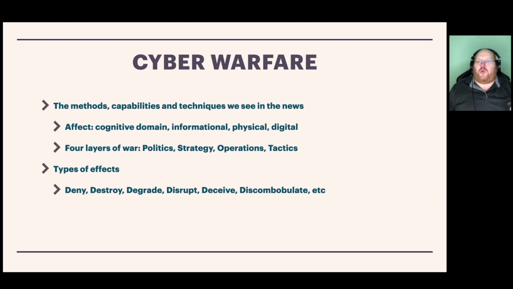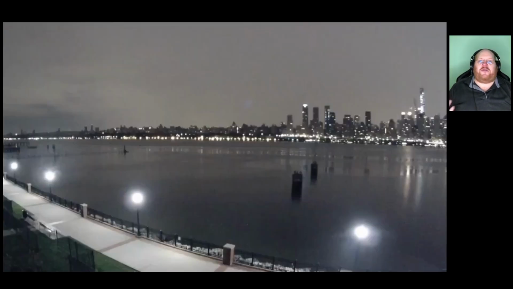So one of the things to think about is that it's got a lot of different stuff: the ways that it can impact and the areas that it can affect. You've got your cognitive domain, the informational, the physical, and the digital. And as I said earlier, the layers of war. You've got politics, strategy, operations, tactics, and the types of effects. These are going to be all of your Ds: your deny, destroy, degrade, disrupt, deceive, discombobulate. It's a real one, by the way. This is how cyber warfare is supposed to work and how it impacts things. And that's true, but we also see a lot of creativity and different things happening.